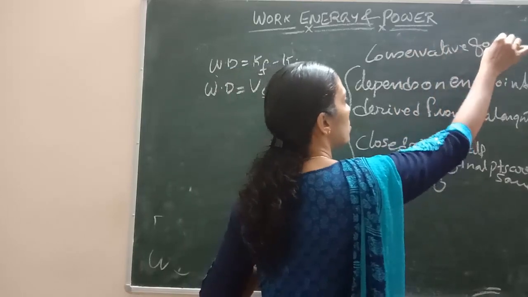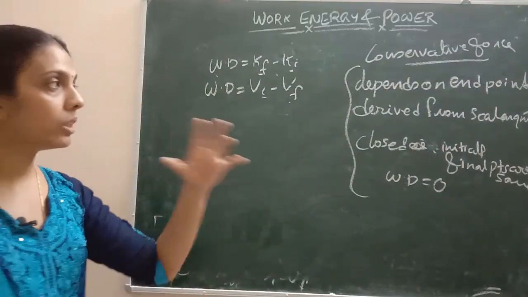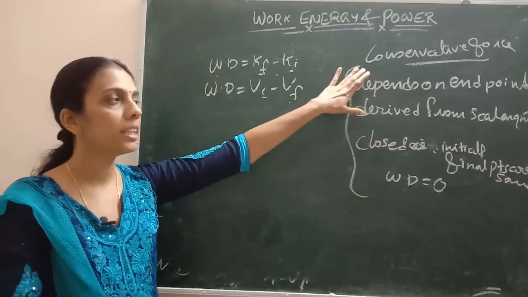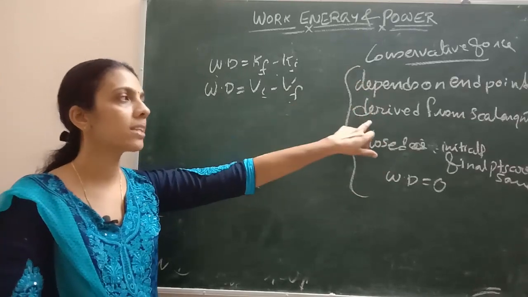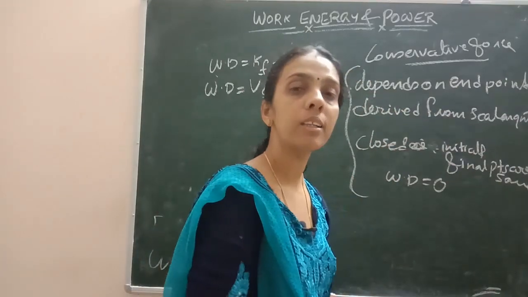Conservative force. So for a conservative force, the work done by the force, if it is a closed curve, will be equal to 0. It depends only on end points and is derived from a scalar quantity.